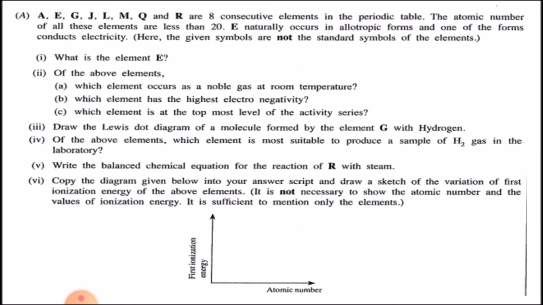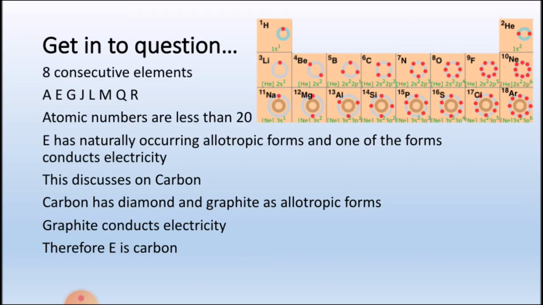Question number 5, write the balanced chemical equation for the reaction of R with steam. Question 6, copy the diagram given below into your answer script and draw a sketch of the variation of first ionization energy of the above elements. Within brackets, it is not necessary to show the atomic number and the values of ionization energy. It is sufficient to mention only the elements.